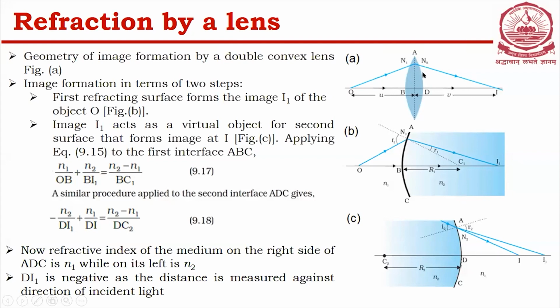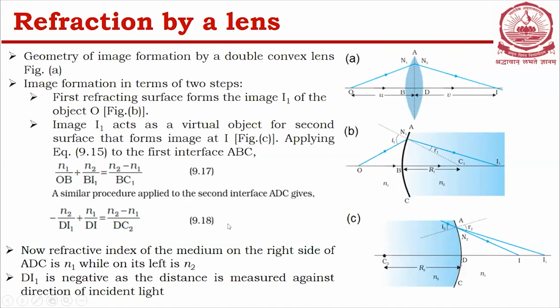Then similarly, I am considering the second surface and applying the same refraction at a spherical surface, and I am going to write another equation: minus N2 by DI1, after applying the sign convention, plus N1 by DI equal to N2 minus N1 by DC2. So I have written two equations for the two spherical refracting surfaces, one for the first surface and the other for the second surface.